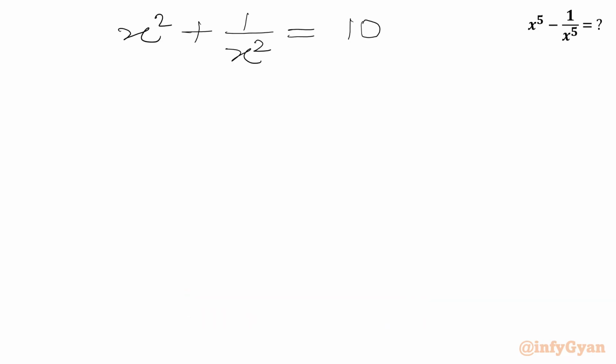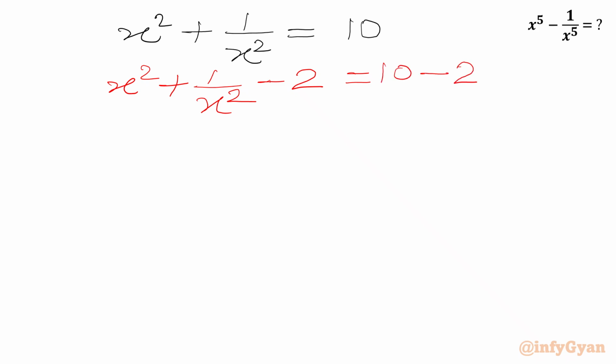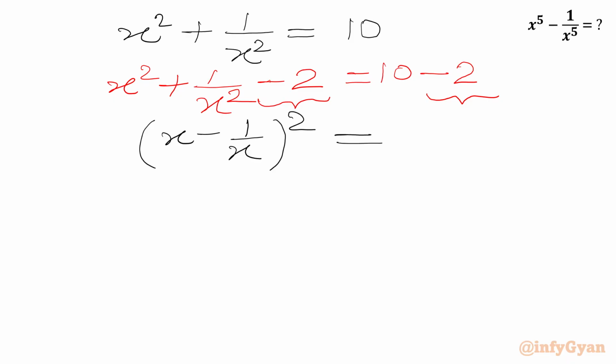Now I will use one algebraic manipulation step. I will subtract 2 from both the sides. So I will write x square plus 1 over x square as it is, then we will write minus 2. So in the RHS, 10 minus 2. We have subtracted 2 from both the sides. Now LHS will give us x minus 1 over x whole square, and this would be equal to 10 minus 2, 8.